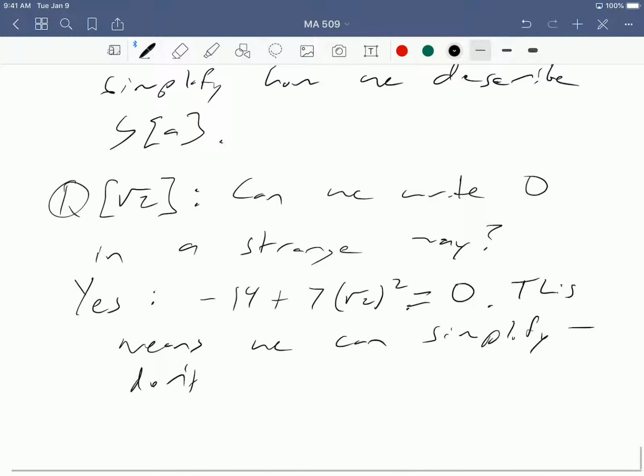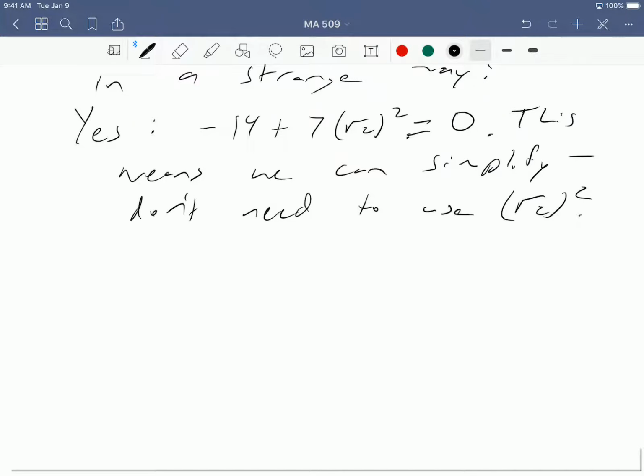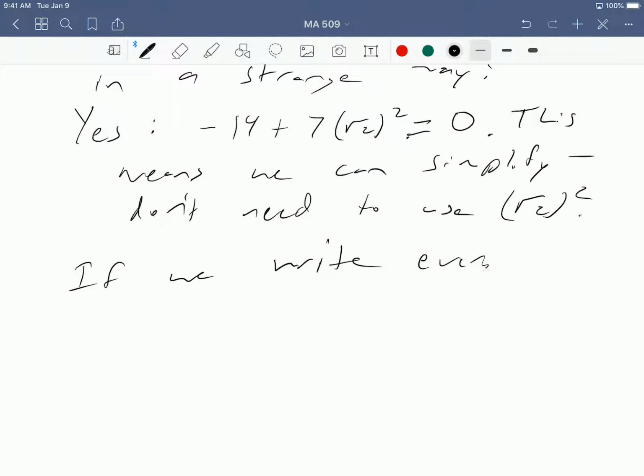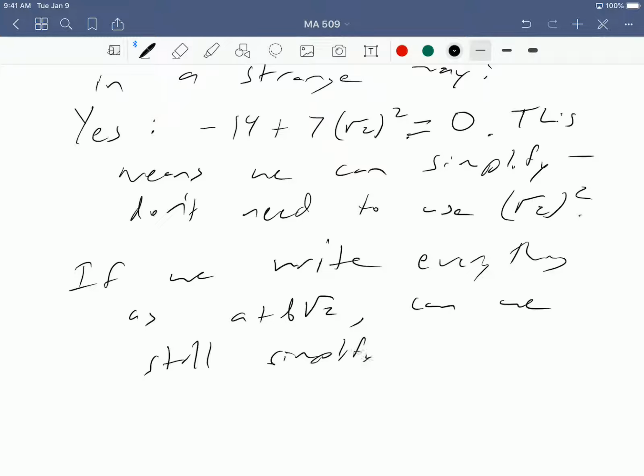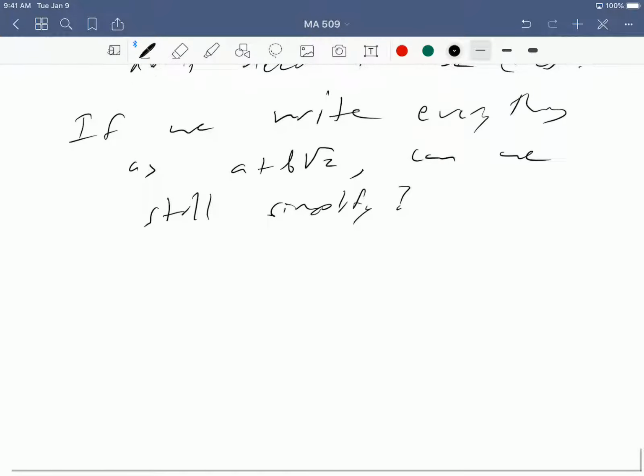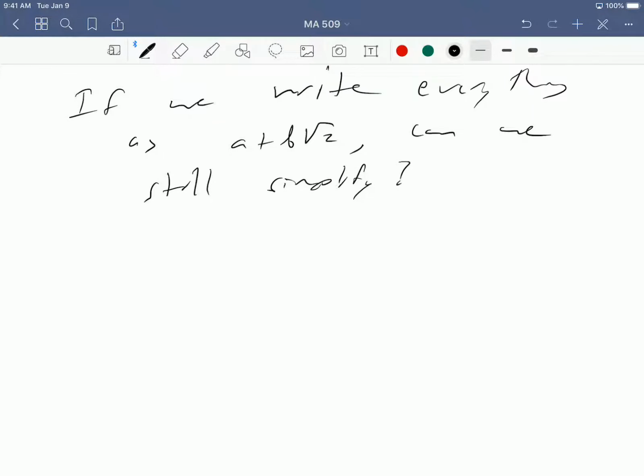We don't need to use root 2 squared. All right, so if we write everything as a plus b root 2, can we still simplify? So we know the answer to this is no. I think intuitively we know that, but we want to see how we would actually prove something like that.